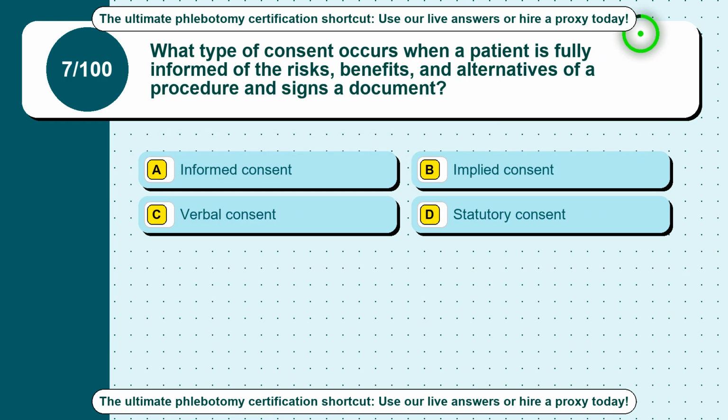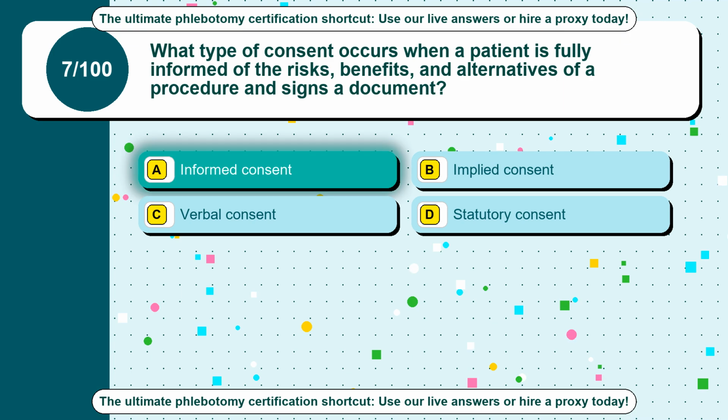Question 7. What type of consent occurs when a patient is fully informed of the risks, benefits, and alternatives of a procedure and signs a document? Option A, informed consent. Option B, implied consent. Option C, verbal consent. Option D, statutory consent. The correct answer is option A, informed consent.